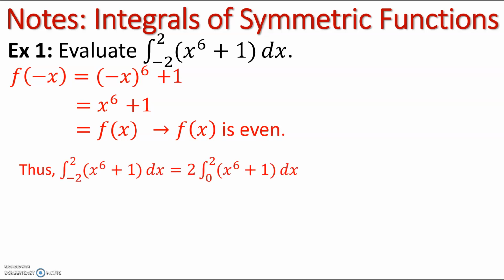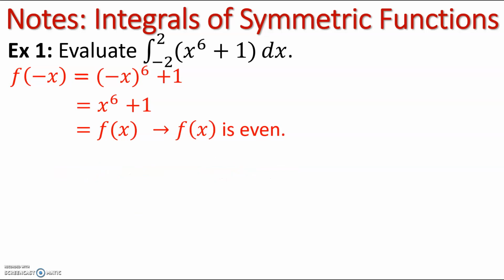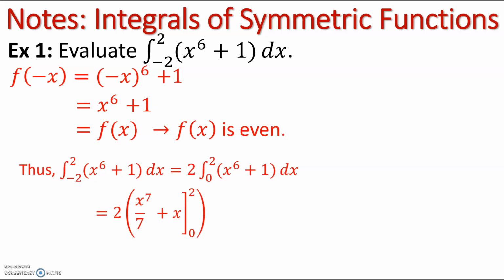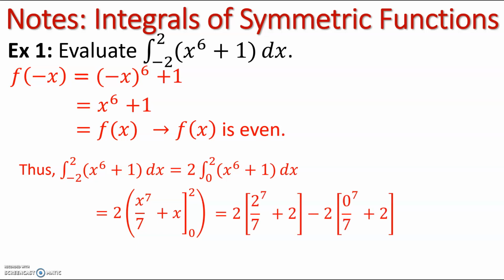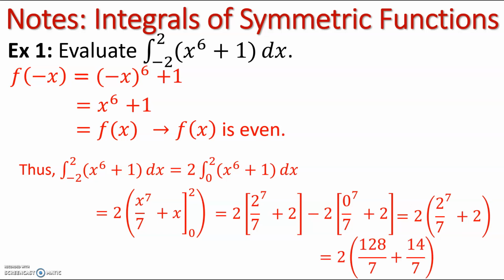Now, that means the integral is simply equal to double the integral from 0 to 2, or 2 times our antiderivative, which is x to the 7th over 7 plus x, from 0 to 2. Or equivalently, through using the fundamental theorem of calculus, 2 times 2 to the 7th over 7 plus 2 minus 2 times 0 to the 7th plus 2, which is equivalent to 2 times 2 to the 7th over 7 plus 2, or 2 times 128 over 7 plus 14 sevenths, or 284 sevenths.